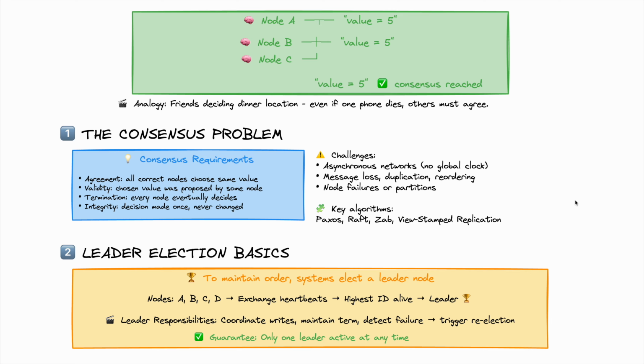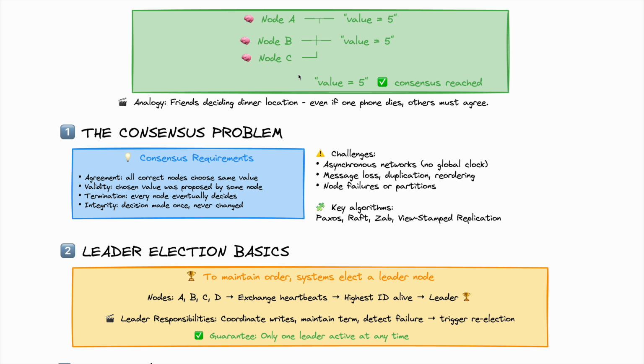So what are the challenges in consensus? The first one is the asynchronous network, so there is no global clock. We talked about the clock problem in our previous episode, about why having a consistent clock is important in distributed systems. Another one is message loss, receiving duplicate messages, and reordering, and also node failures and partition failures.